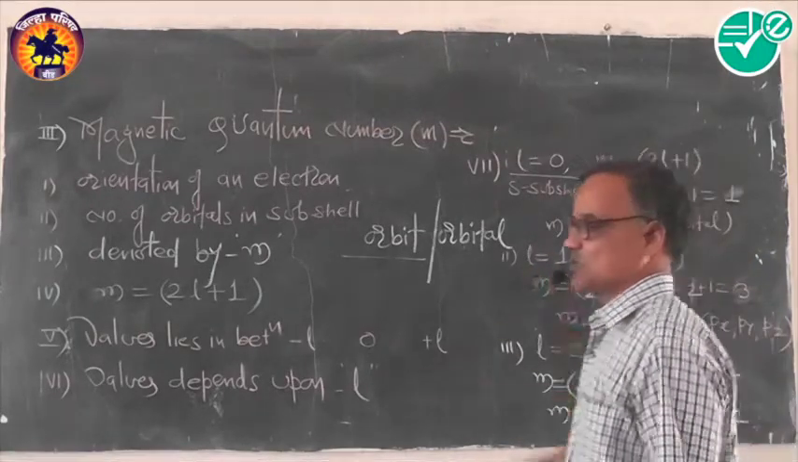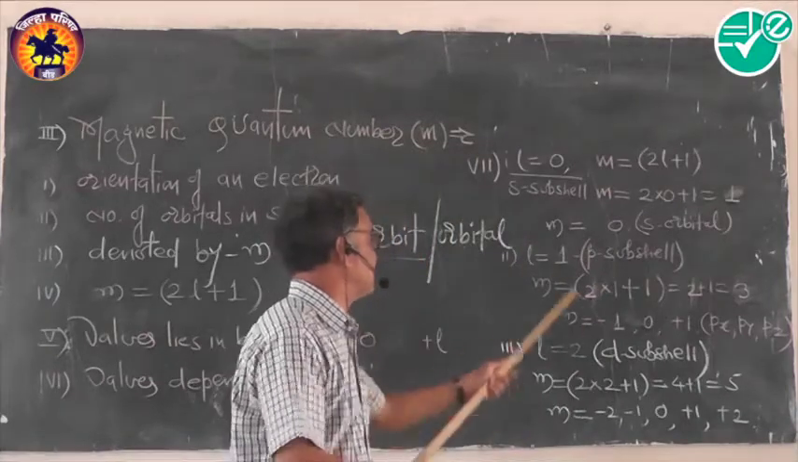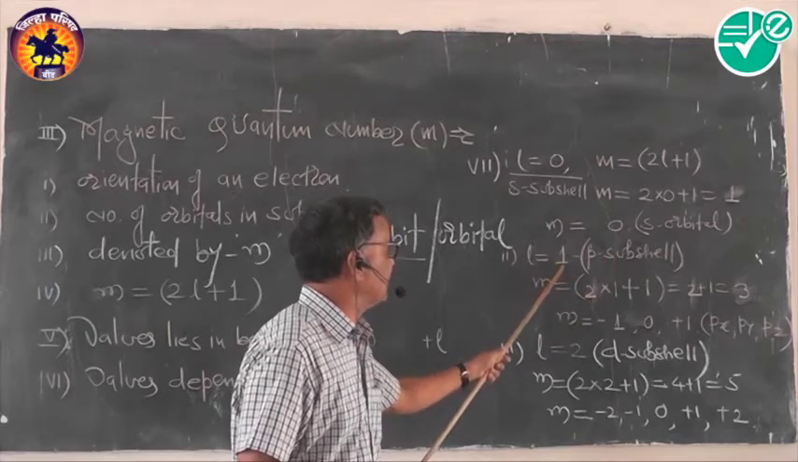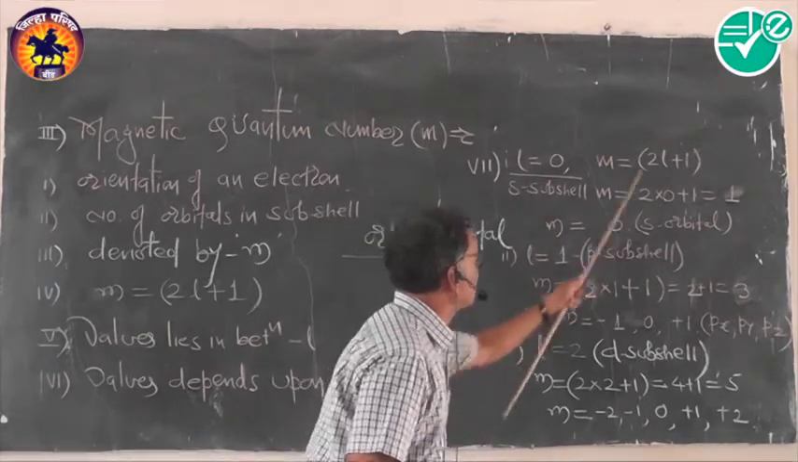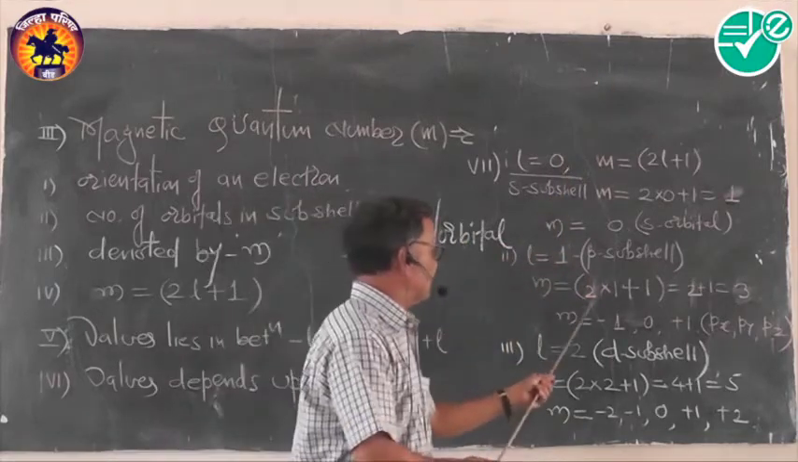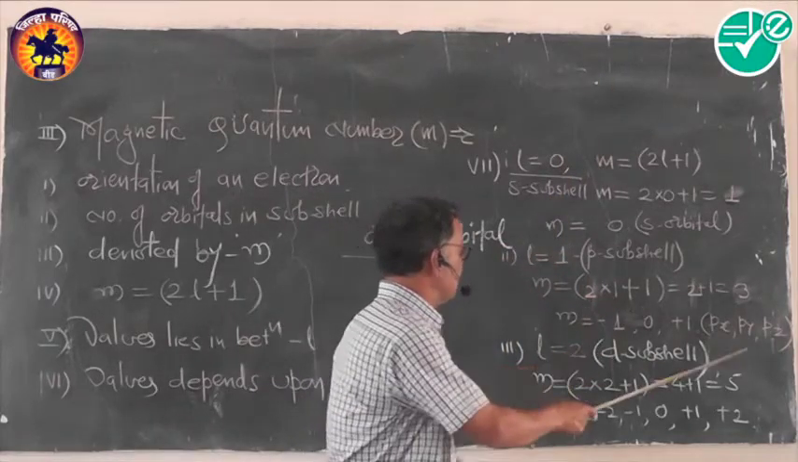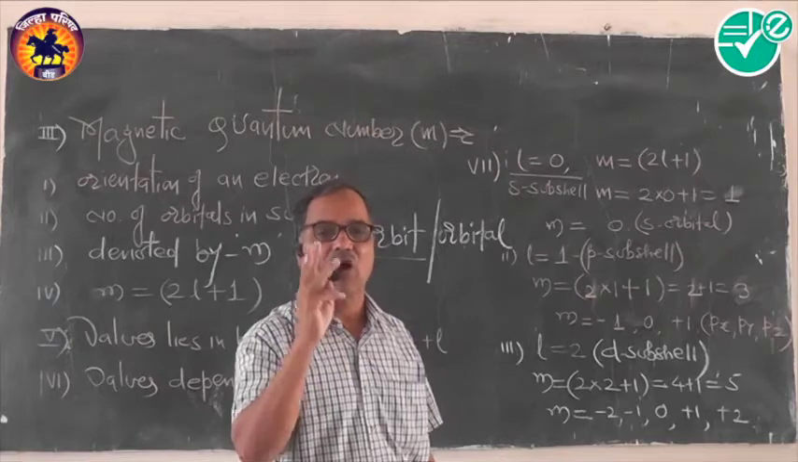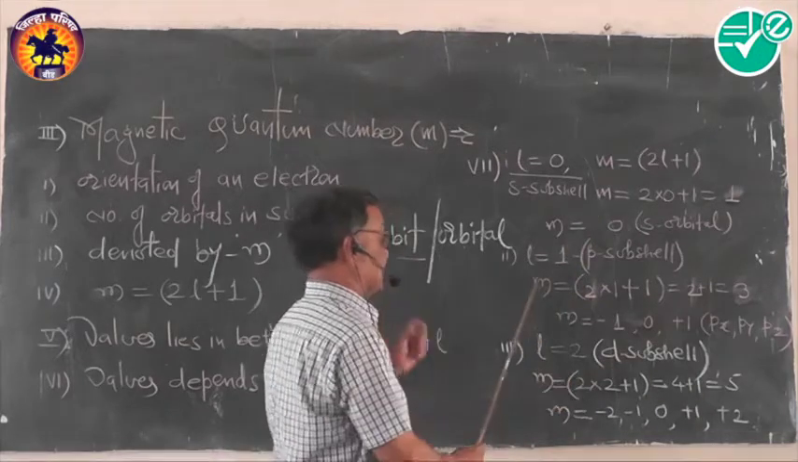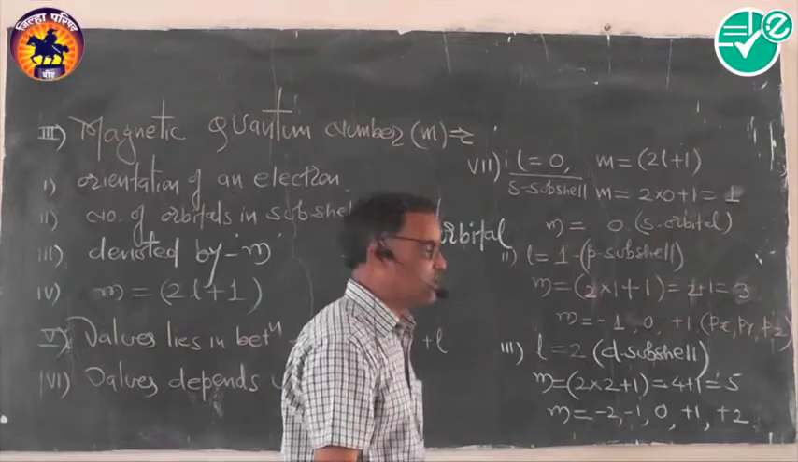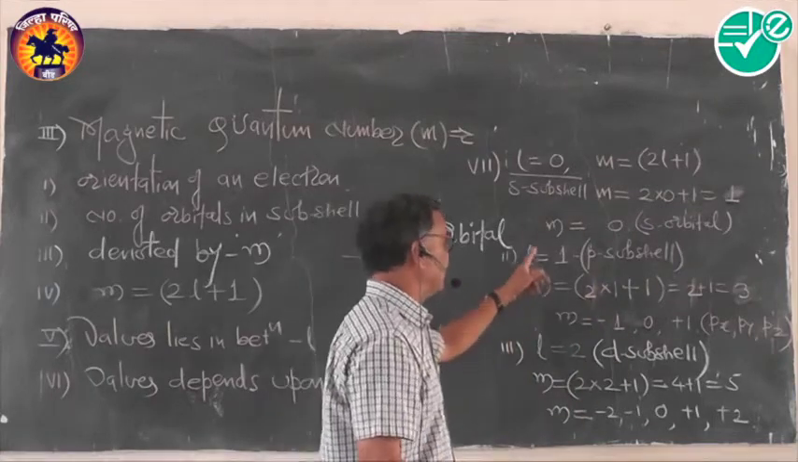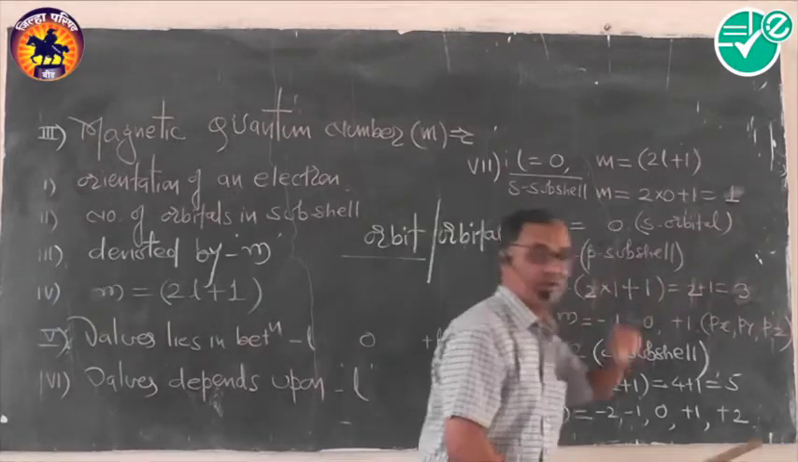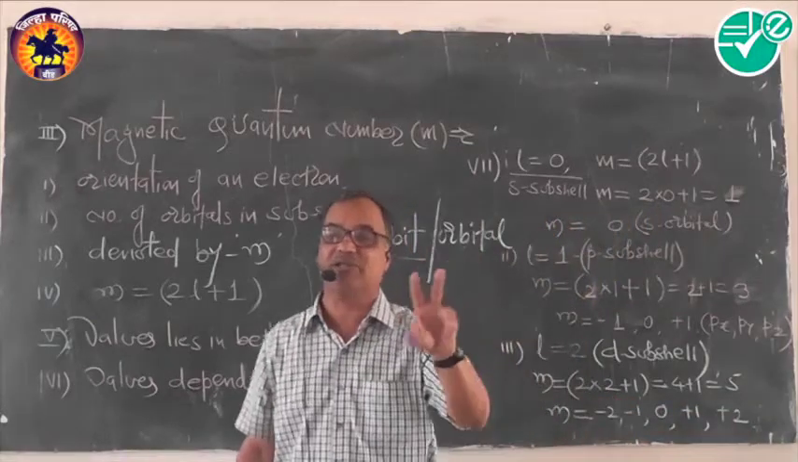Now put l is equal to 1. 1 represents the p subshell. When we put l is equal to 1 in this formula, 2 multiplied by 1, that is 2, plus 1, is equal to 3. m is equal to 3 means there are 3 orbitals. So the number of orbitals present in the p subshell is 3 in number. Number of orbitals are 3.